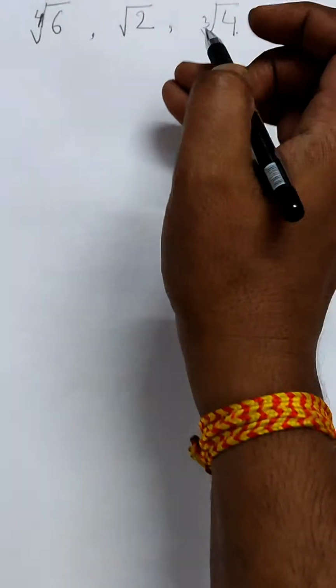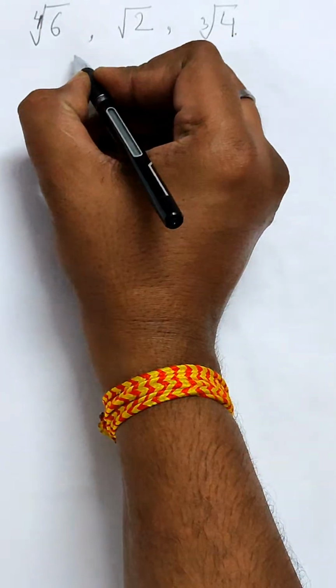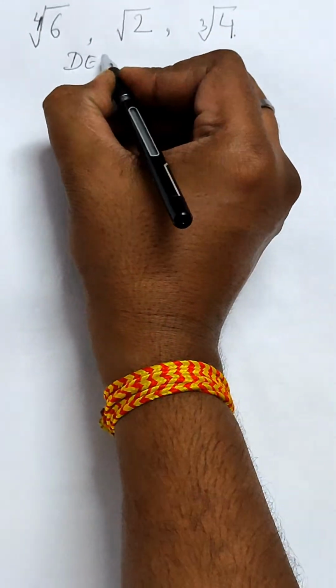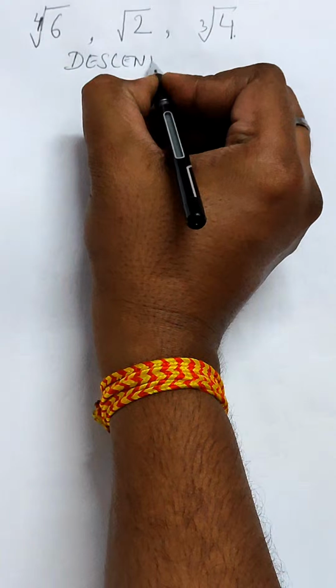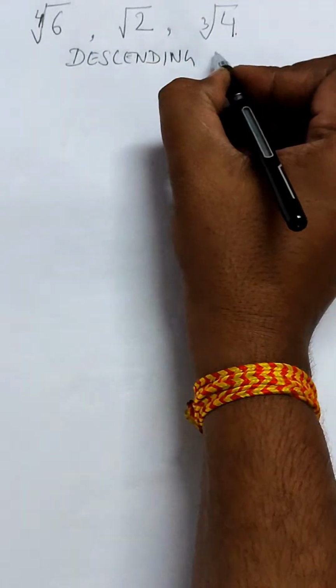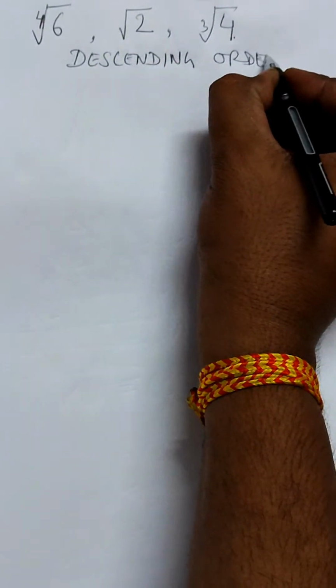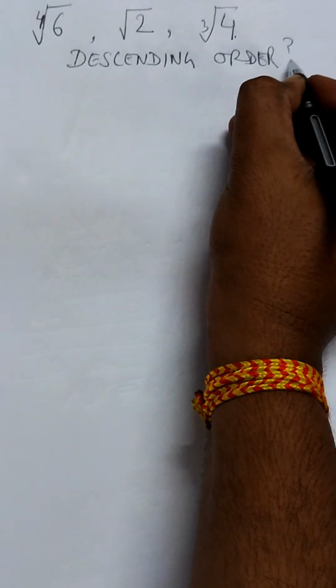So what we will be doing, let us see. Let me zoom a little. So we need to arrange these numbers in descending order. What's that order that needs to be found?